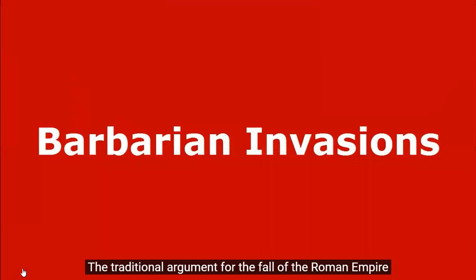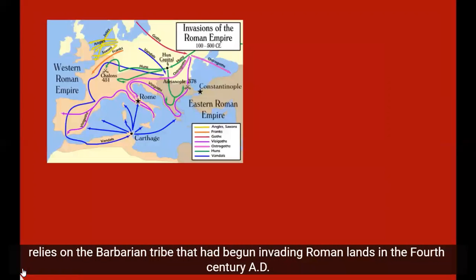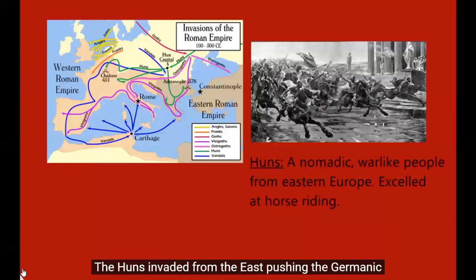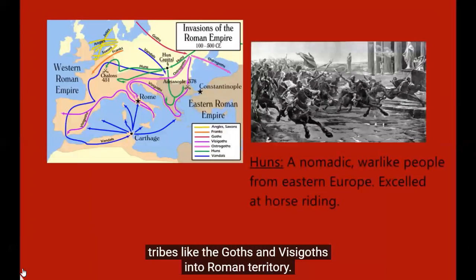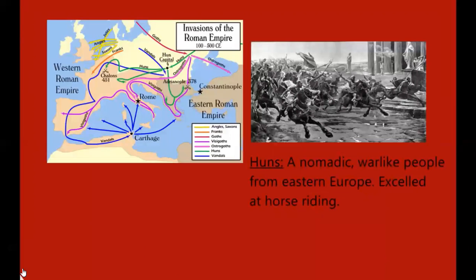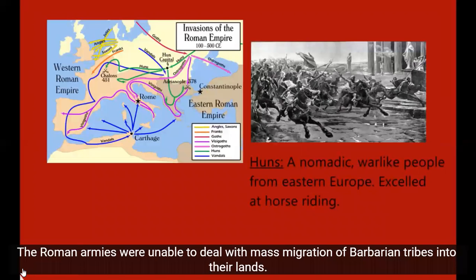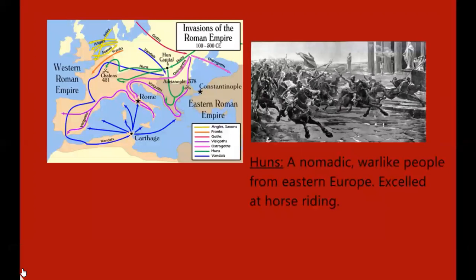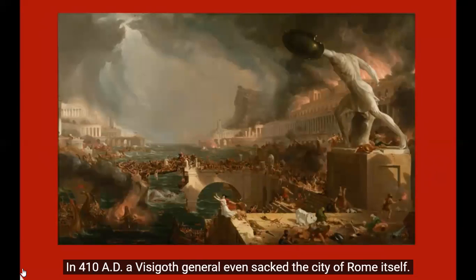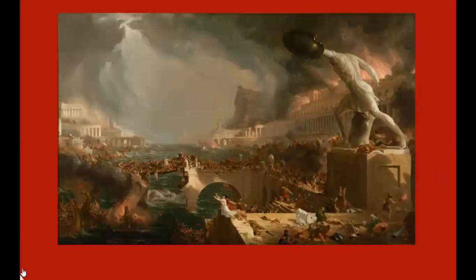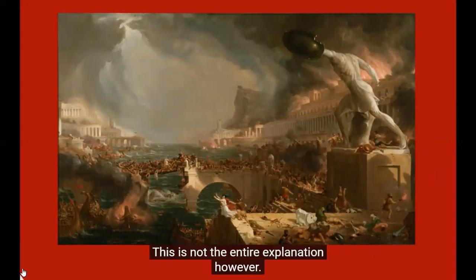The traditional argument for the fall of the Roman Empire relies on the barbarian tribes that had begun invading Roman lands in the 4th century AD. The Huns invaded from the east, pushing the Germanic tribes like the Goths and Visigoths into Roman territory. The Roman armies were unable to deal with mass migration of barbarian tribes into their lands. In 410 AD, a Visigoth general even sacked the city of Rome itself. This is not the entire explanation.